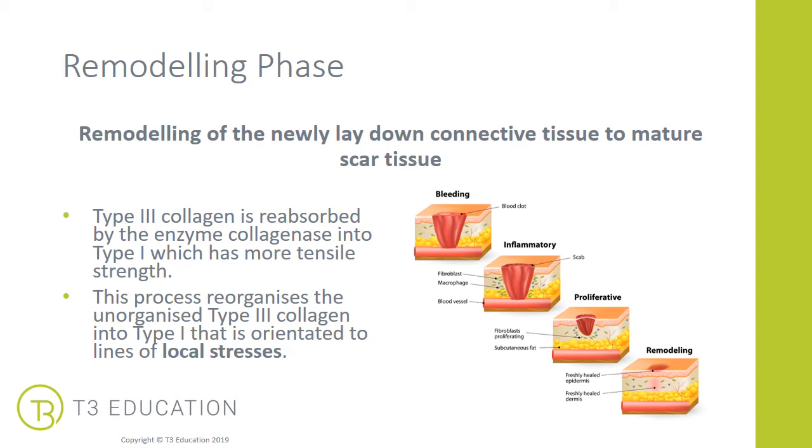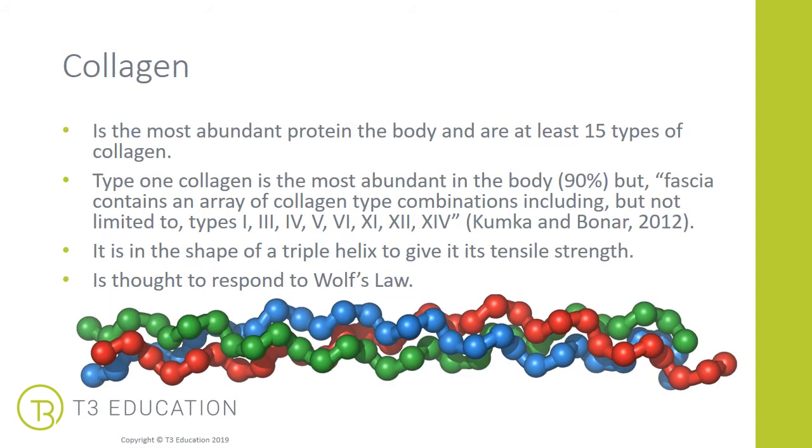So the next slide we're going to come into is all about what collagen is and why we need it in our tissues. Collagen is the most abundant protein in the body, and there are at least 15 different types of collagen that have been recorded. However, the Cum-Cara-Bona study suggests there are at least 25 different types, so the research is still inconclusive. Type 1 collagen is the most abundant in the body, around 90%, and it's found within the skin, the bone, tendons, ligaments, and within the fascia.